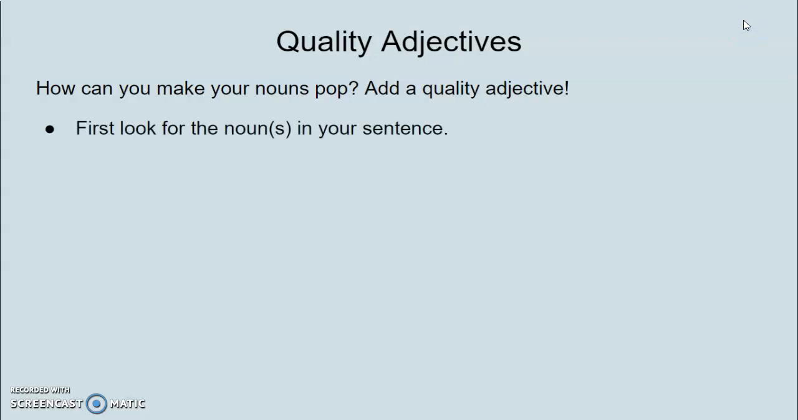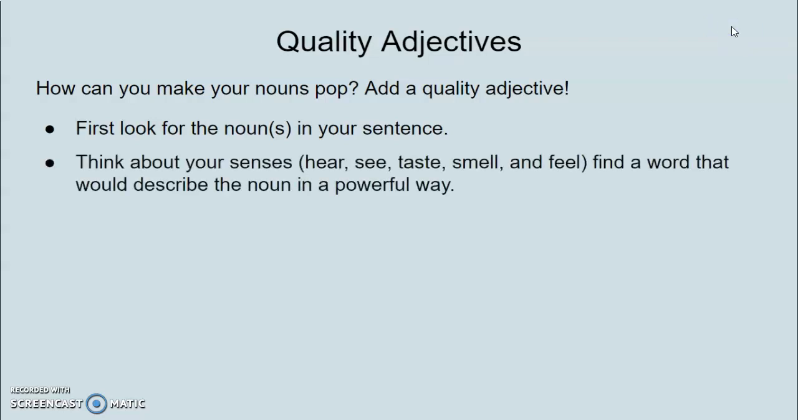So first you want to look for the noun or nouns in your sentence. Sometimes you can have more than one noun in a sentence. And think about your senses. Your senses are hearing, seeing, tasting, smelling, feeling. Find a word that would describe the noun in a powerful way and use your senses. Think about the noun that you've chosen and think about hearing it, seeing it, tasting it, smelling it, feeling it.